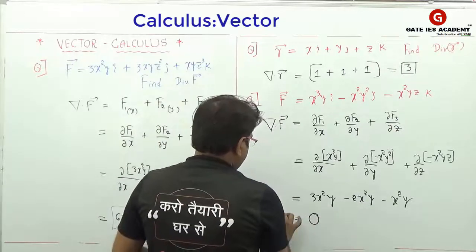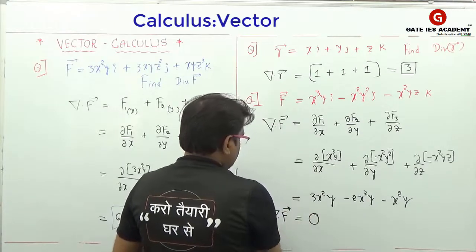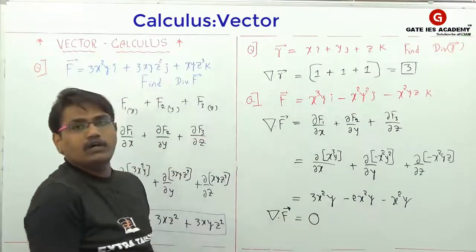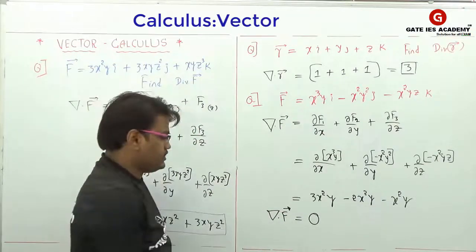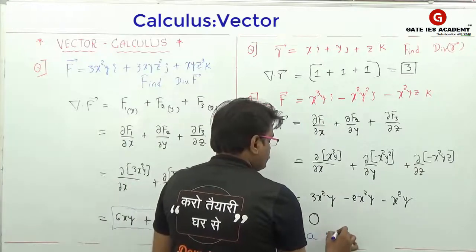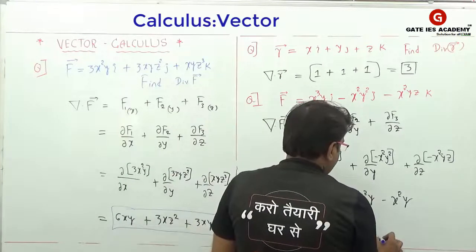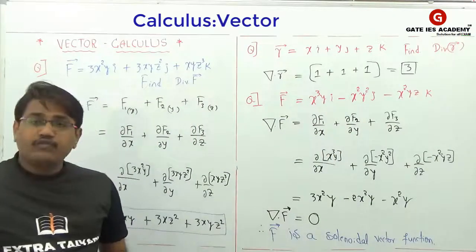That is, the divergence of f bar is 0. Therefore, what we can say is f bar is a solenoidal vector function. Now let us find the curl.